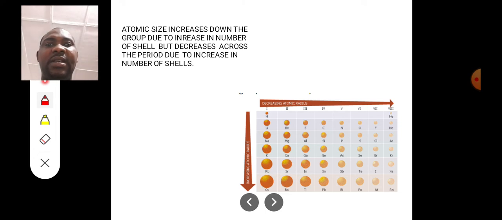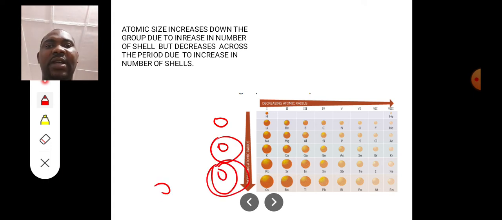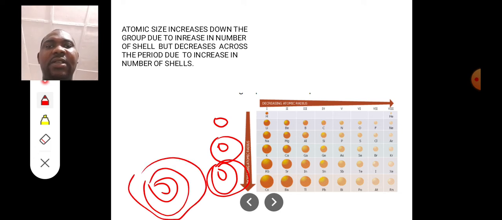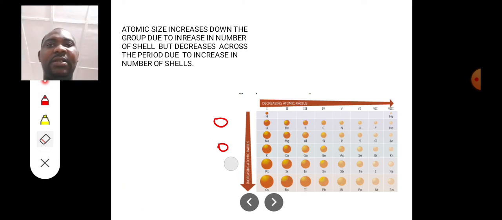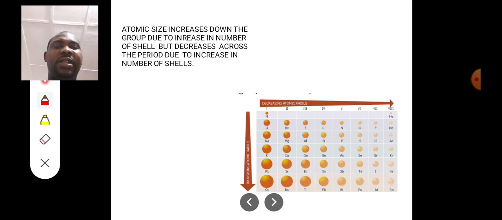Look here: period 1 has 1 shell, period 2 has 2 shells, period 3 has 3 shells, period 4 has 4 shells. So you see, as we go down the group, the size keeps increasing because the number of shells is increasing. But as we go across the period, the size decreases because of what we call the increase in nuclear charge across the period.